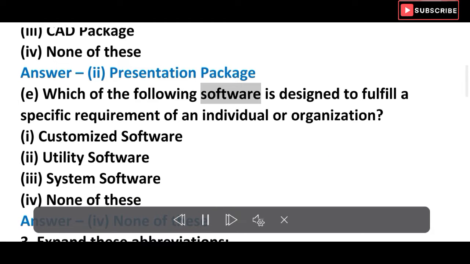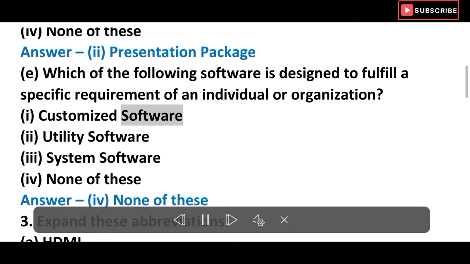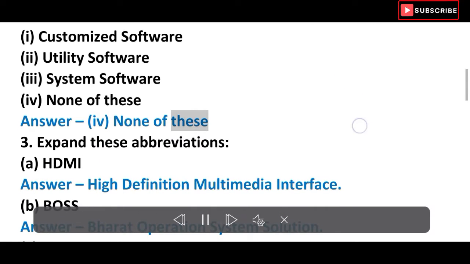E. Which of the following software is designed to fulfill a specific requirement of an individual or organization? I. Customized software. II. Utility software. III. System software. IV. None of these. Answer: IV. None of these.